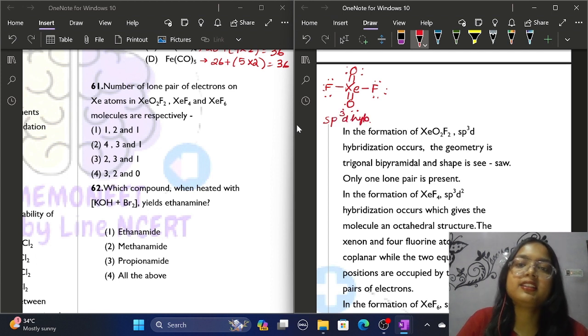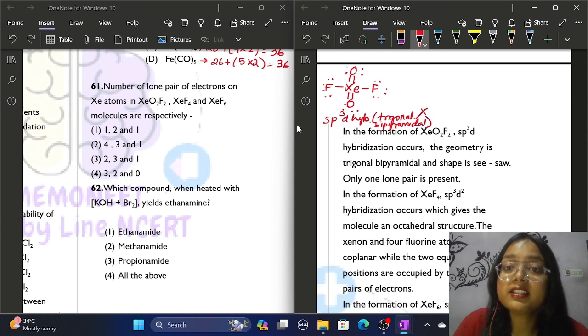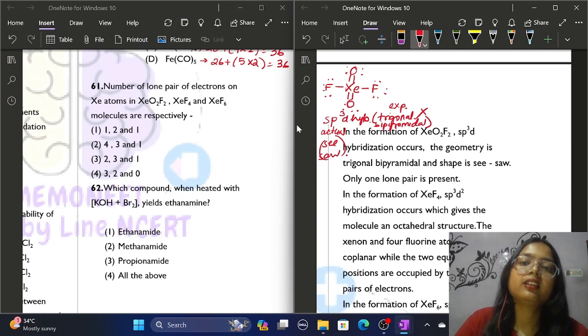Sp3d hybridized means it will have trigonal bipyramidal type geometry, but it does not have this geometry. This is the expected geometry. What will be the actual shape? Its actual shape is seesaw shaped. Why is the actual shape like this? Because of the lone pair, right? So how many lone pairs are there? This has one lone pair.